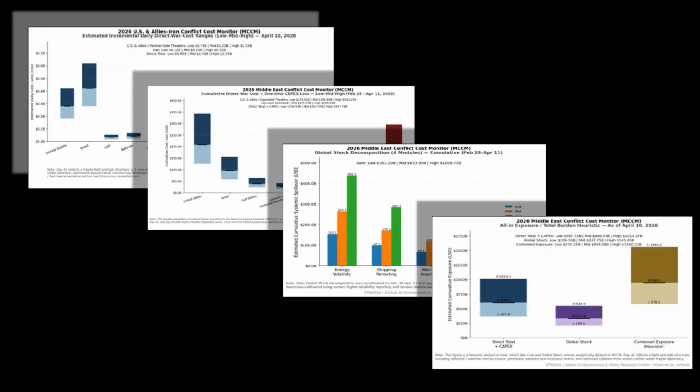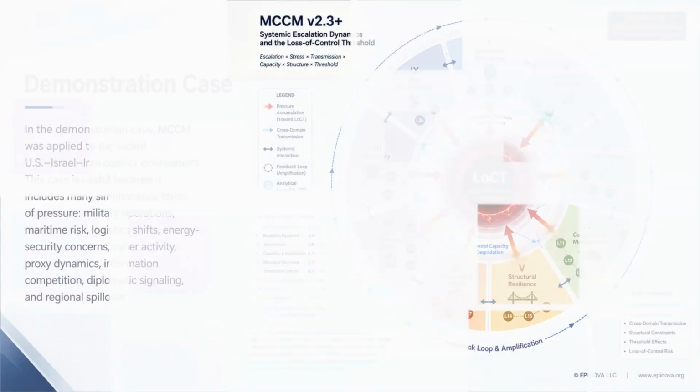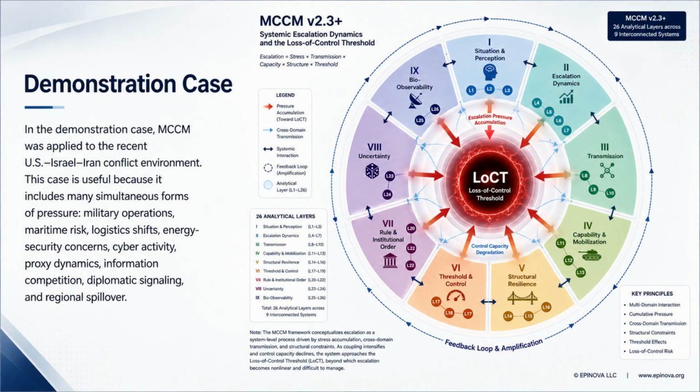In the demonstration case, MCCM was applied to the recent US-Israel-Iran conflict environment. This case is useful because it includes many simultaneous forms of pressure: military operations, maritime risk, logistics shifts, energy security concerns, cyber activity, proxy dynamics, information competition, diplomatic signaling, and regional spillover.